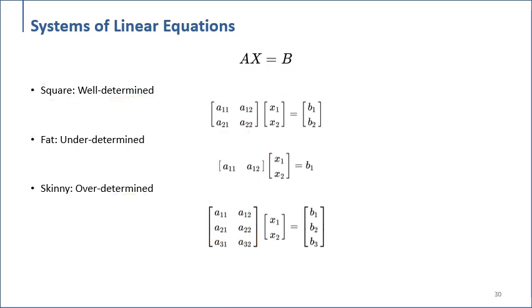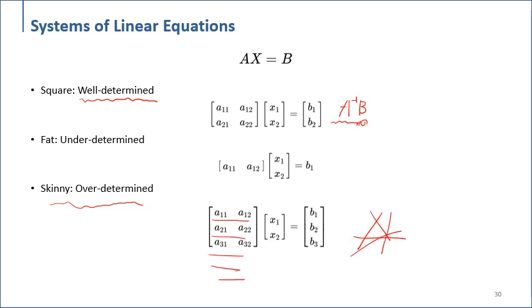Yeah, and of course, as an engineer, it is ideal to encounter well-determined cases, because in this case, we can simply get a solution by multiplying the inverse of A times b. However, when we deal with data science, it will mostly be the skinny cases where we have many data points that do not exactly match one point. In this case, we need to somehow find some optimal solutions.